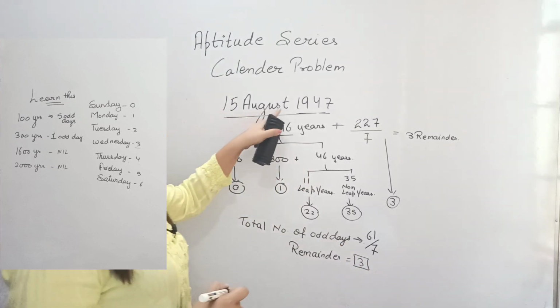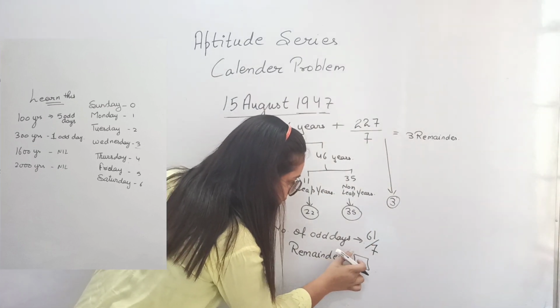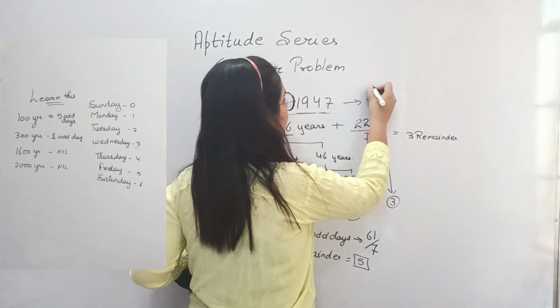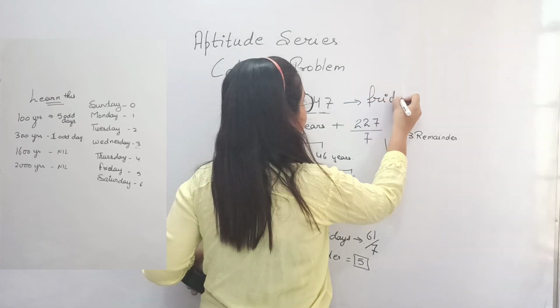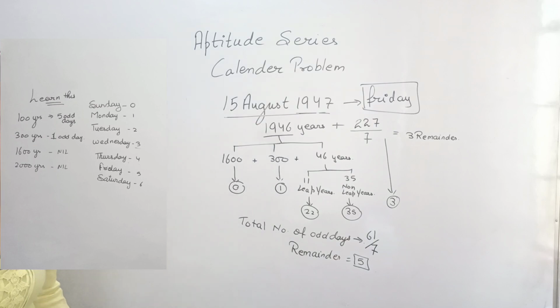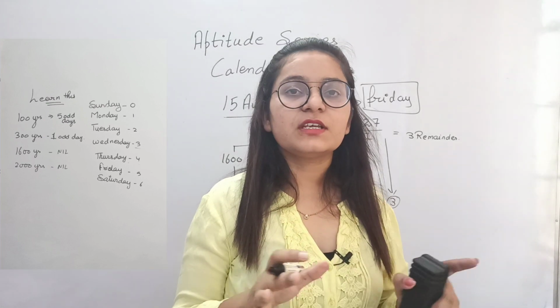So on 15th of August, here I will get remainder 5. Sorry, I will get remainder 5, and 5 means Friday. So 15th of August 1947 is Friday. Clear? This is how we can easily calculate. When you calculate by your own with pen and paper, it is very easy for you.